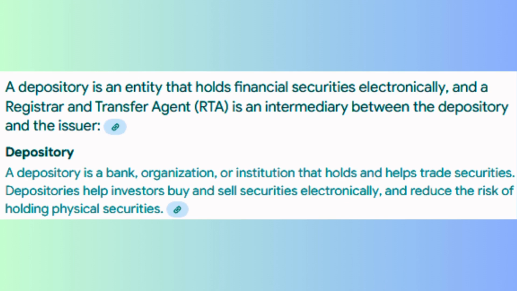Let us understand what is the difference between the depository and the RTA agent, that is the registrar and transfer agent. A depository is an entity that holds financial securities electronically, and registrar and transfer agent is an intermediary between the depository and the issuer. Depository is a bank, organization or institution that holds and helps trade securities. Depositories help investors buy and sell securities electronically and reduce the risk of holding physical securities.